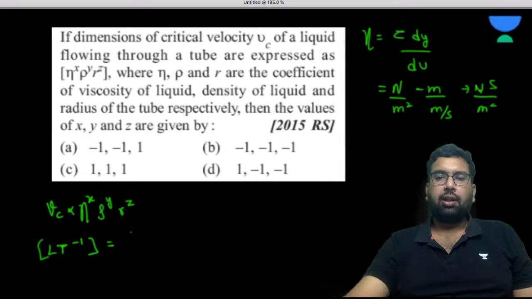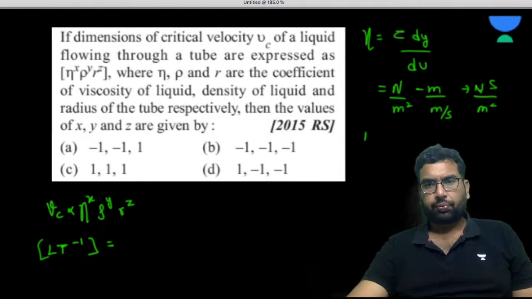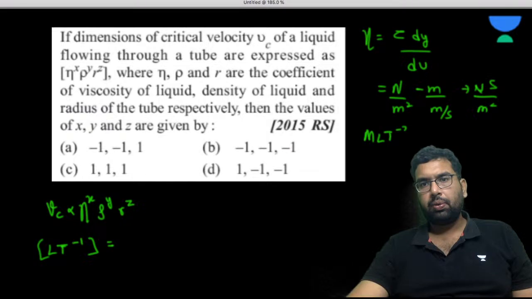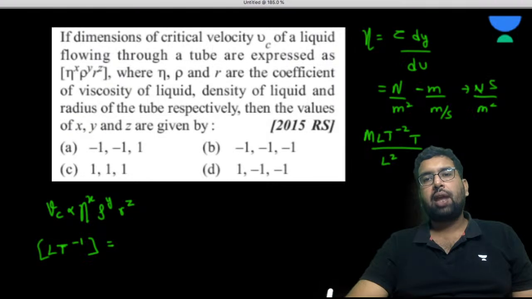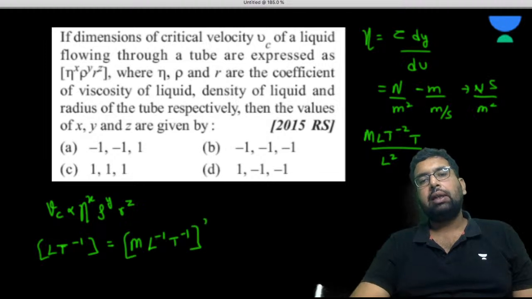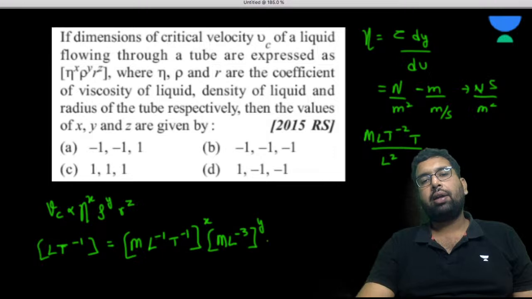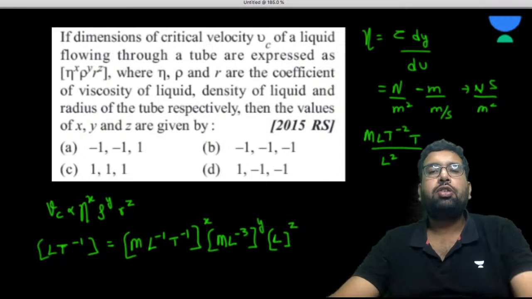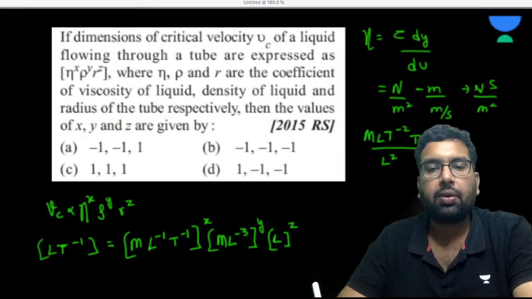So let's sort it out. It is MLT minus 2 into T upon L square. So basically it becomes ML minus 1 T minus 1 to the power of x. Then we have rho, which is ML minus 3 to the power of y, and r is L to the power z. I hope it is fine to you.